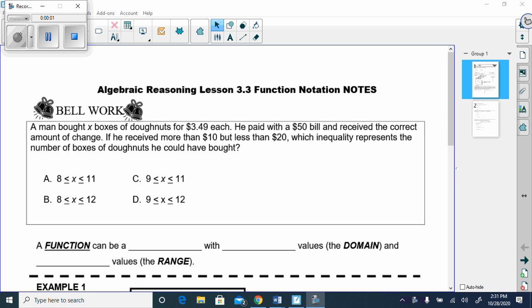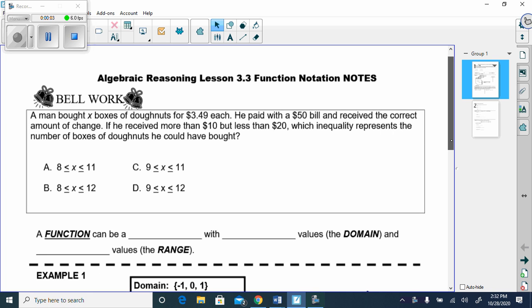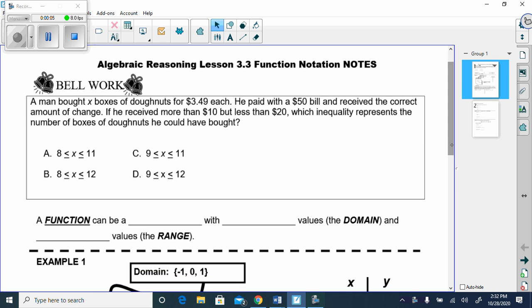A man bought X boxes of donuts for $3.49 each. He paid with a $50 bill and received the correct amount of change. If he received more than $10 but less than $20, which inequality represents the number of boxes of donuts he could have bought? Okay, so we're thinking boxes and the amount of change he received, right?